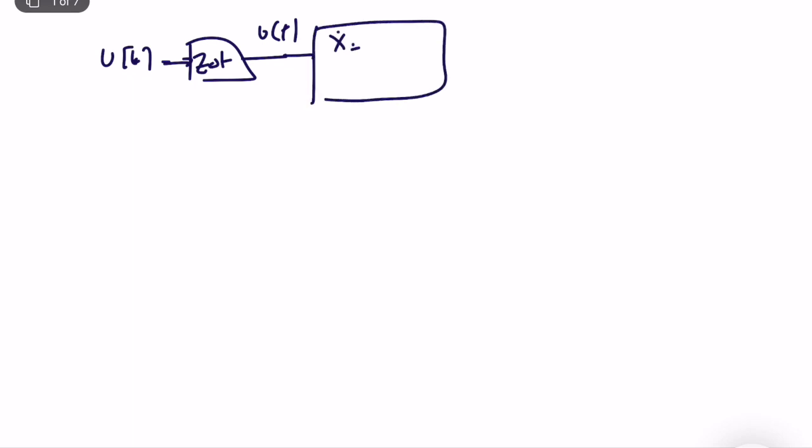Let's assume that we have u[k], which is a discrete time input. We have a zero-order hold that produces u(t), which is the actual input for the plant. So we have a state space dynamical system, x dot equals Ax plus Bu, y equals Cx plus Du. So we have y, and also we have states x. And under this assumption, we will sample the states.